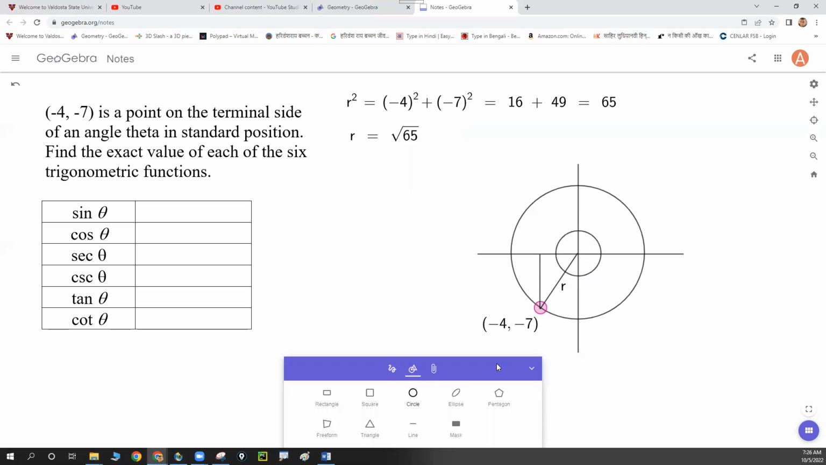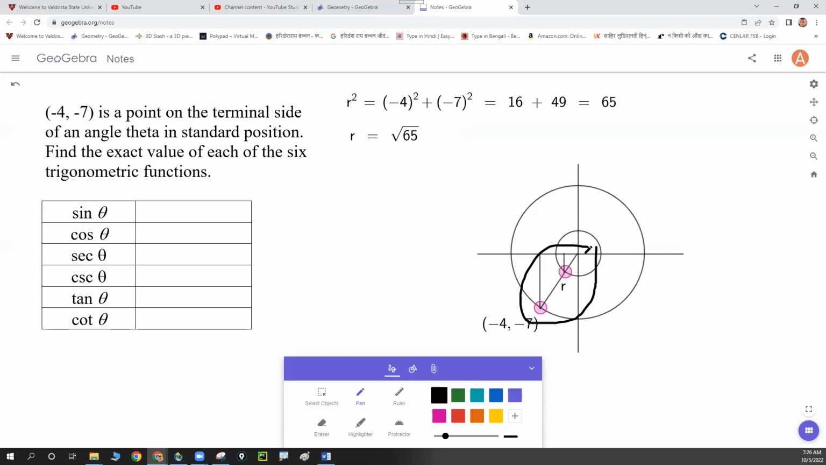Now, I want to know the coordinates of this point. And remember, guys, how we did that? We are going to take this big triangle and kind of shrink it. This is the big triangle, and then shrink it to this triangle. Everything must be divided by square root of 65. If I divide the radius square root of 65 by square root of 65, I get 1. So the radius becomes 1.